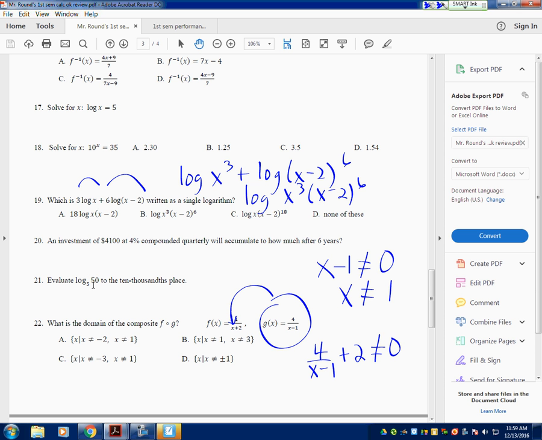By substitution, the 4 over x minus 1 is going in for the x in the outer function. So that whole x plus 2 cannot equal 0, but this isn't really x, it's really 4 over x minus 1, or g of x. So now we've got to solve this one for x. So I subtract the 2 over, so it's 4 over x minus 1 equals negative 2.